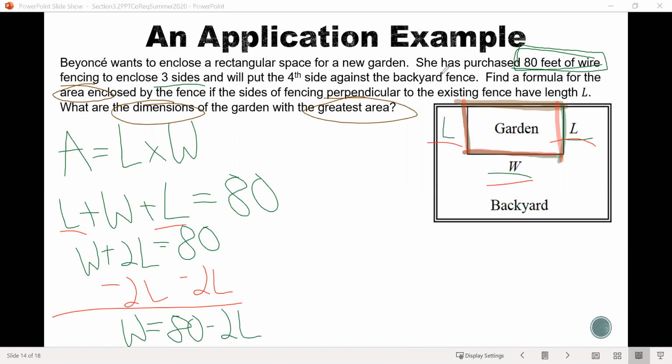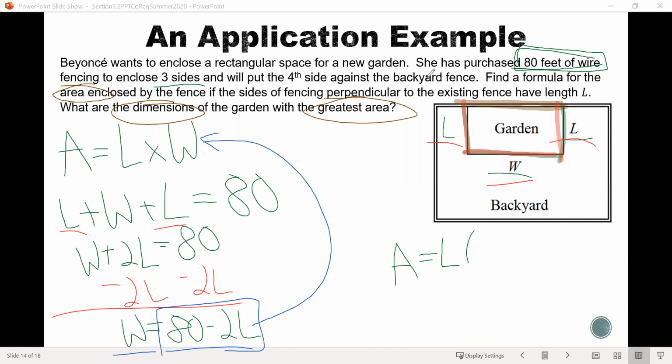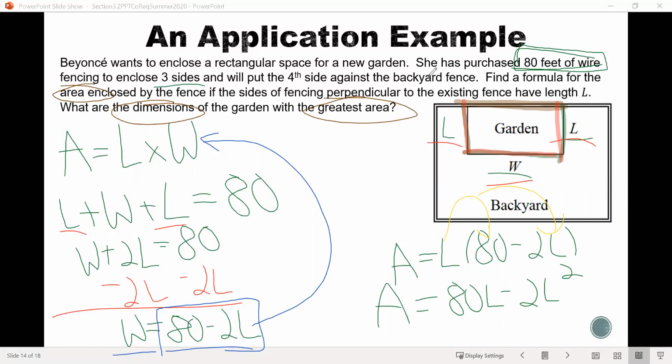And notice what that allows us to do now is we have an expression for W in terms of L. So we can go ahead and plug that in up here. Now what we get for our area formula is that area equals L times, in the place of W, we'll have 80 minus 2L. We can then distribute that L through, and we'll end up with 80L minus 2L squared as our area formula.